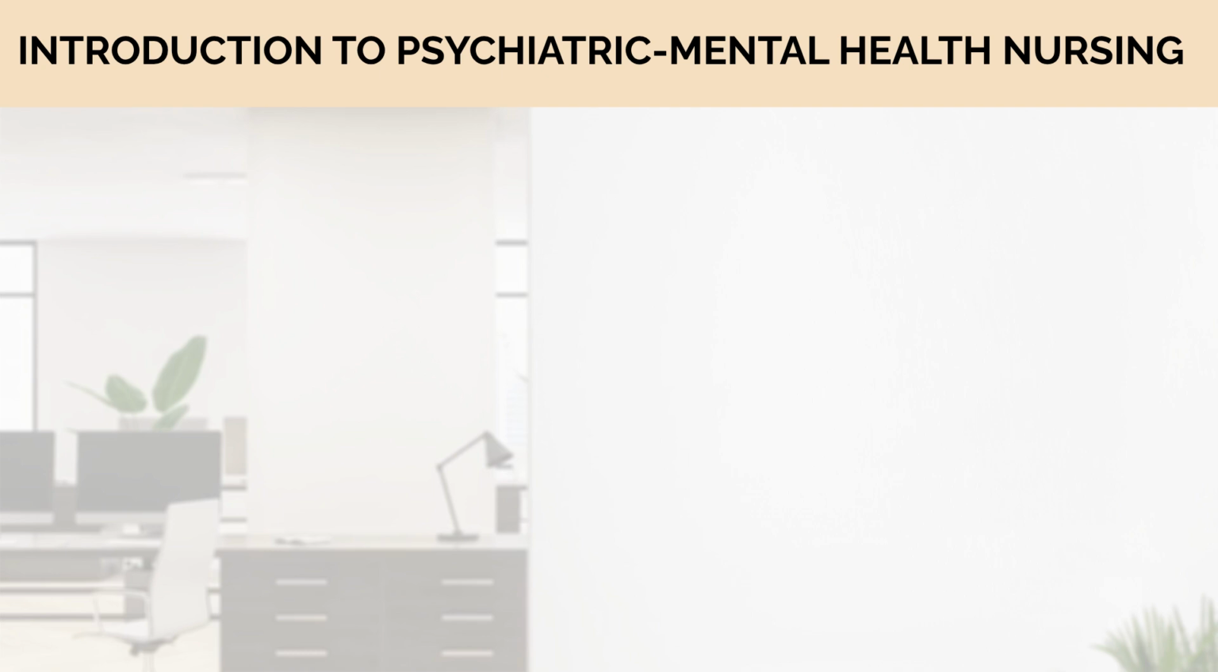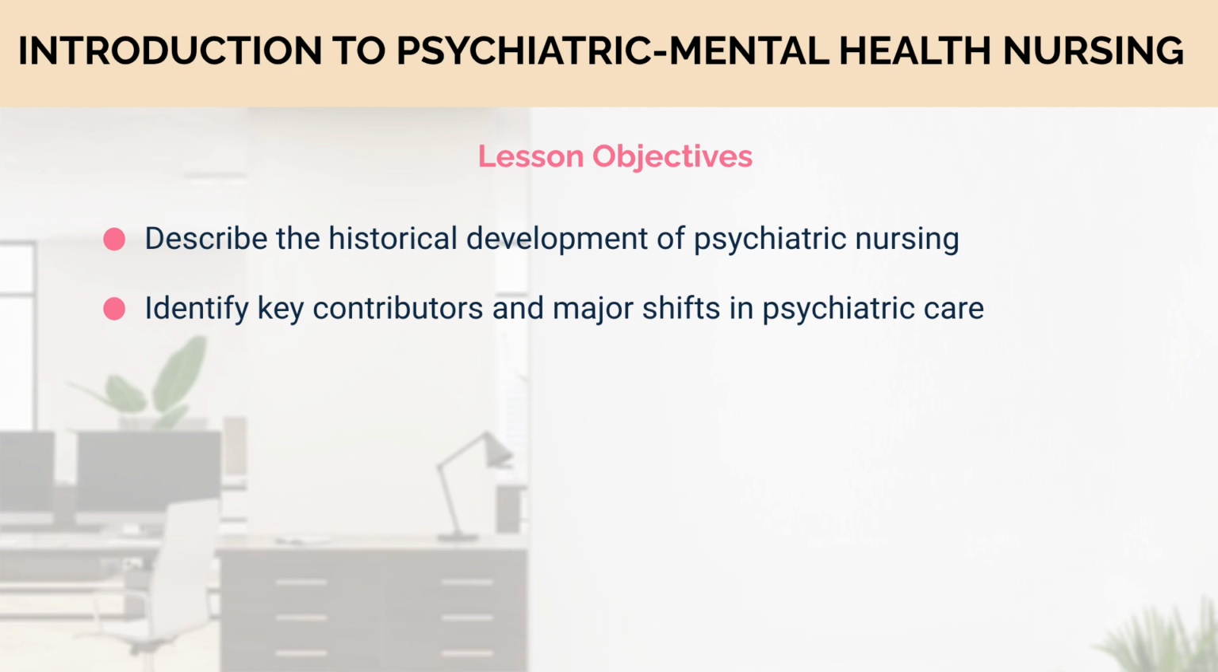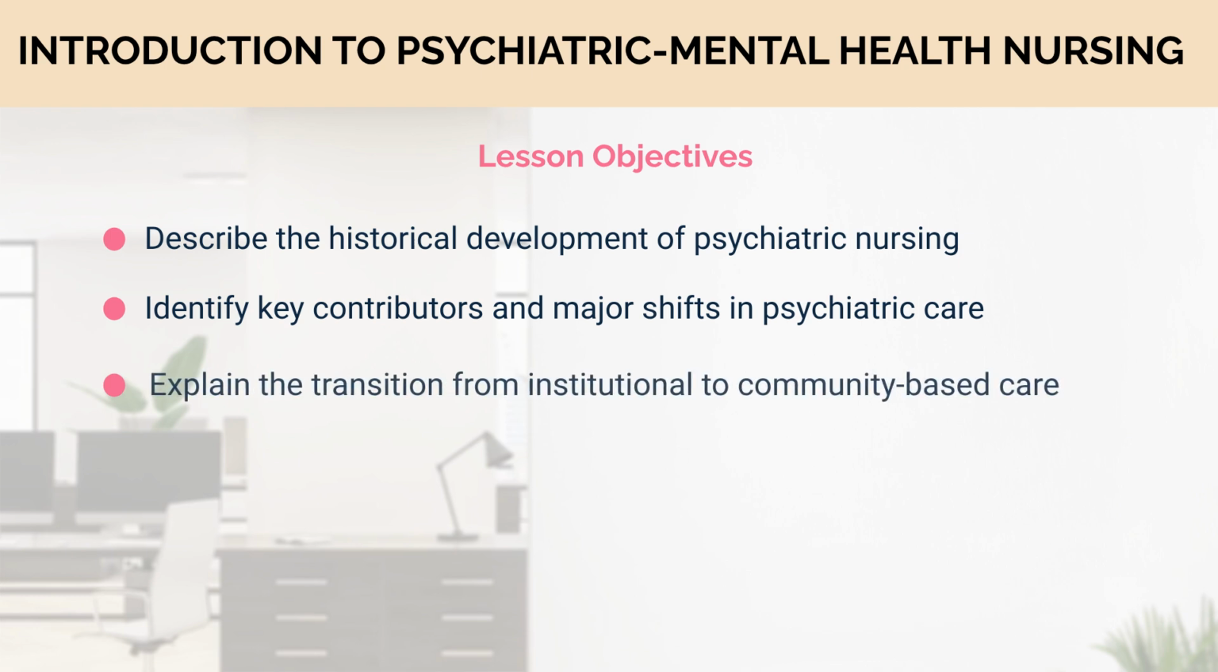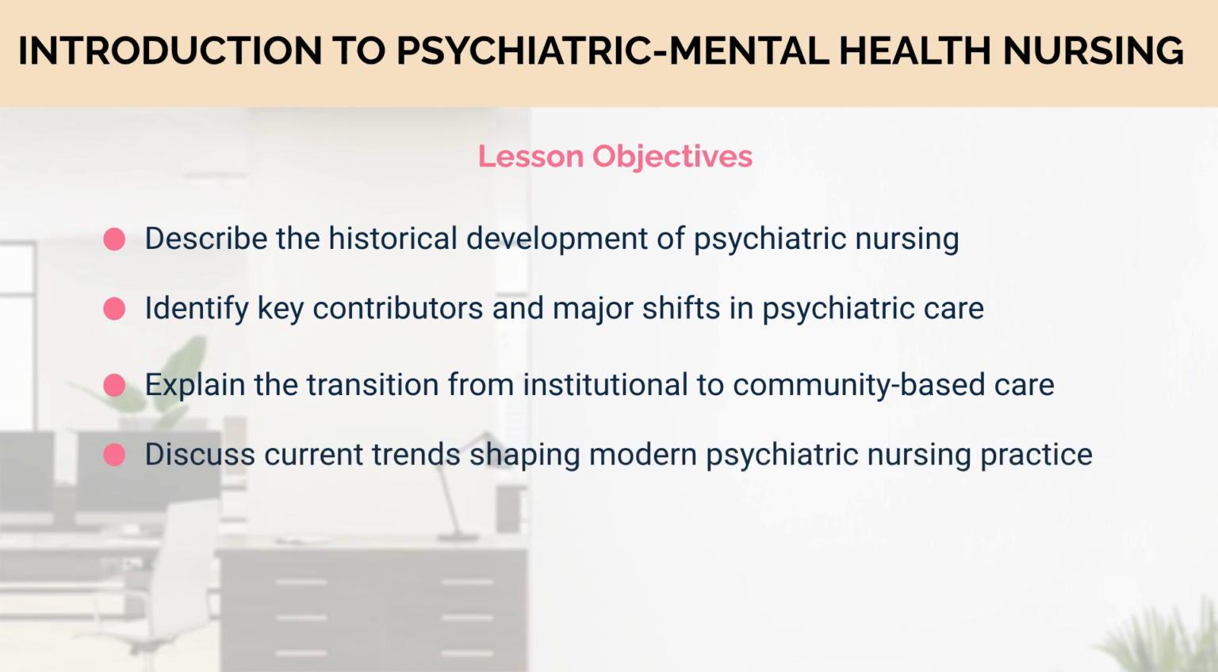In this lesson, we will discuss the historical perspectives and current trends in psychiatric nursing. By the end of this lesson, you should be able to: 1. Describe the historical development of psychiatric nursing. 2. Identify key contributors and major shifts in psychiatric care. 3. Explain the transition from institutional to community-based care. 4. Discuss current trends shaping modern psychiatric nursing practice.